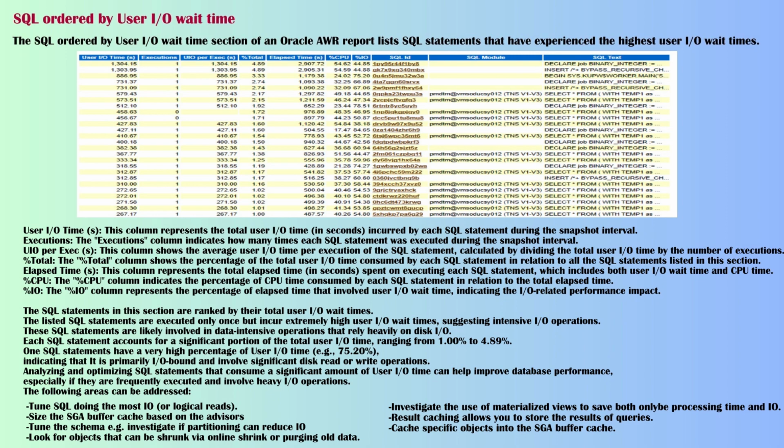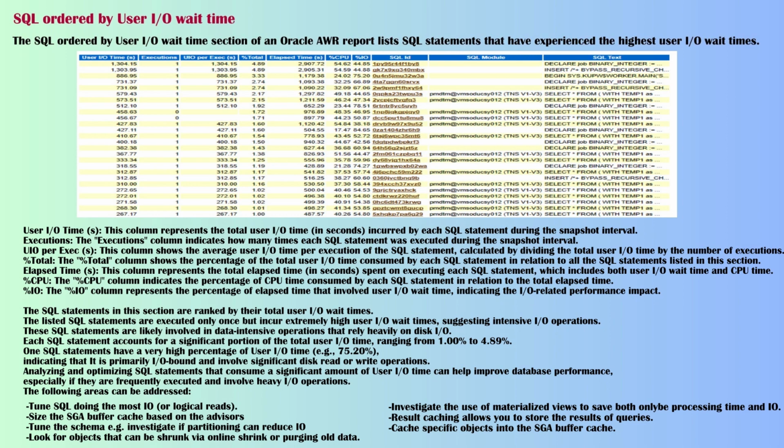Percent CPU: the percent CPU column indicates the percentage of CPU time consumed by each SQL statement in relation to the total elapsed time. Percent I/O: the percent I/O column represents the percentage of elapsed time that involved user I/O wait time, indicating the I/O related performance impact. The SQL statements in this section are ranked by their total user I/O wait times.